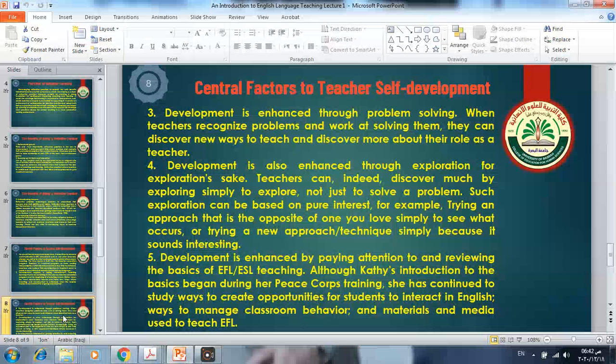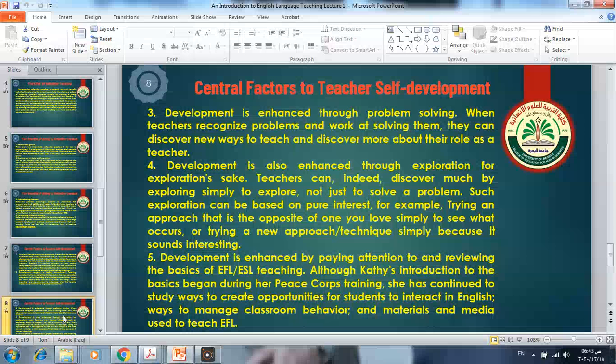Number 4, development is also enhanced through exploration for exploration's sake. Teachers can discover much by exploring simply to explore, not just to solve a problem. Such exploration can be based on pure interest, for example, trying an approach that is the opposite of one you love simply to see what occurs, or trying a new approach or technique simply because it sounds interesting. So sometimes development is enhanced not by trying to solve problems, but for exploration's sake.